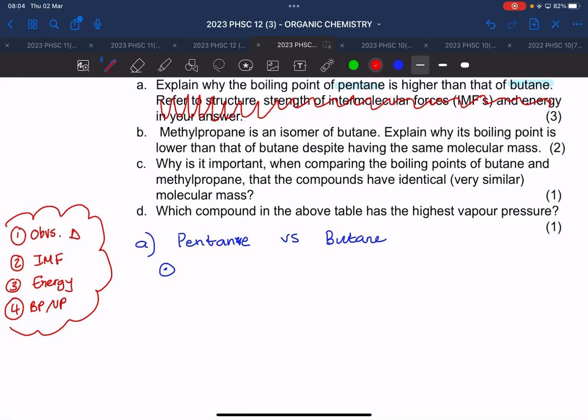Pentane and butane. What is the obvious difference, Jabu? Yes. Pentane has 5 carbons and butane has 4. Okay, so correct. But I want you to touch one of 3 words.